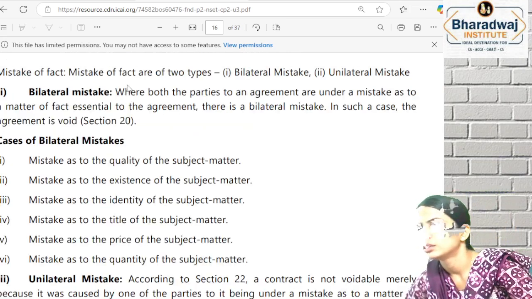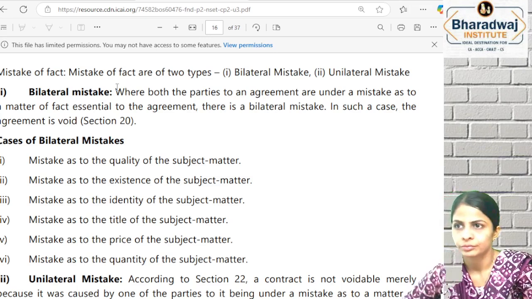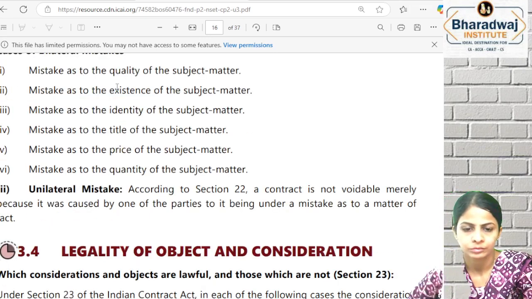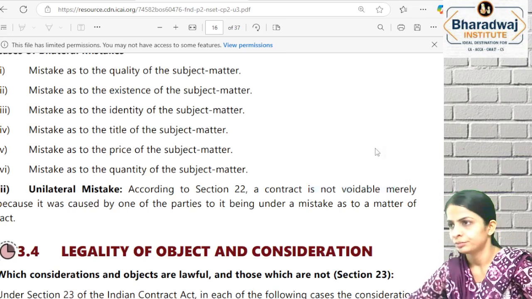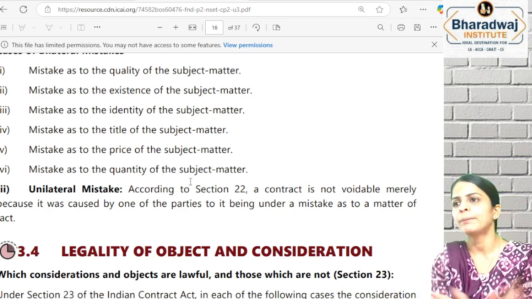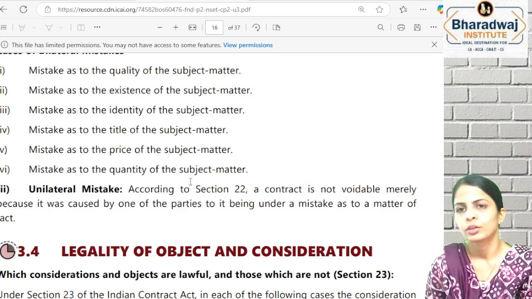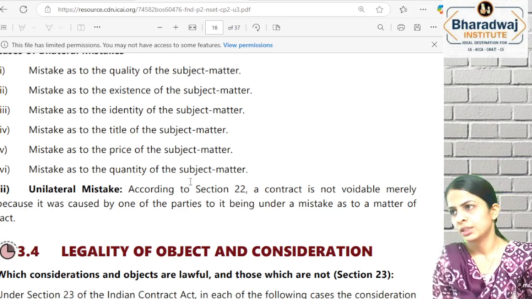Contract is valid. Contract is not voidable, valid. Clear? If both the people are under a mistake of fact, contract is void.